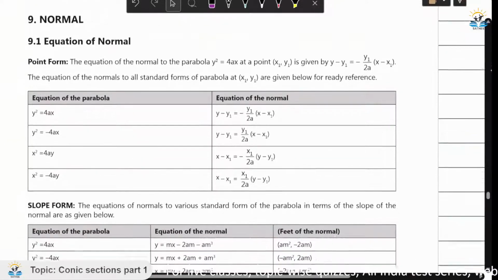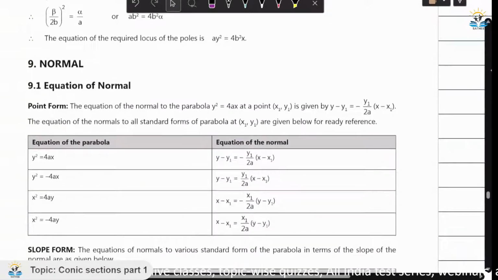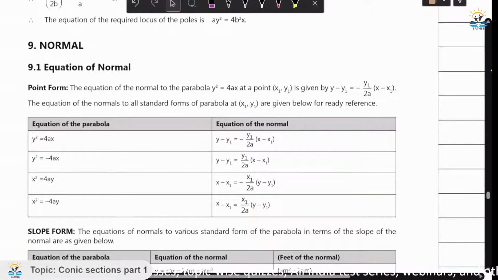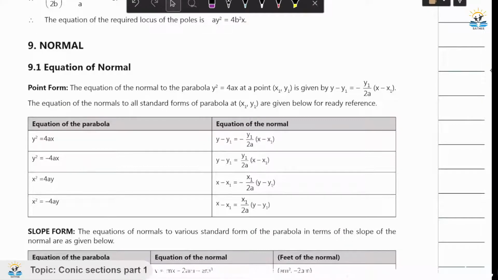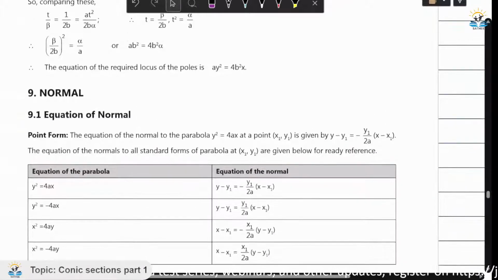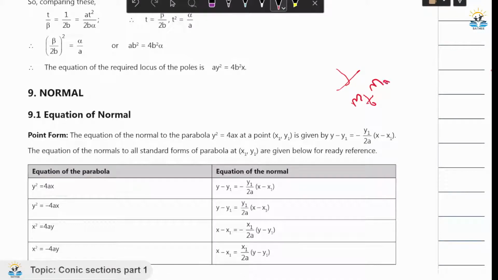Let's move on to the normal. What does a normal look like? So a normal is basically the line perpendicular to the tangent and passing through the point of contact of the tangent and the parabola, right? So see, if they are perpendicular, then the product of the slope of the tangent and the slope of the normal would be equal to -1. This you can easily understand.